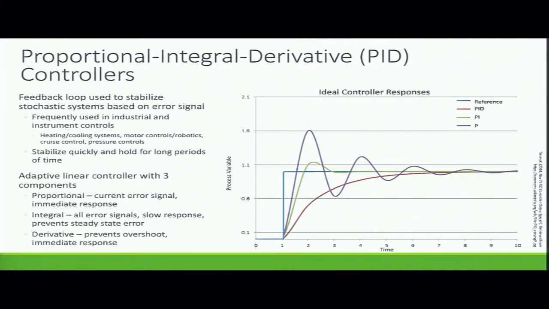The proportional term corrects purely based on the current error signal, where the integral term looks at all the error signals to prevent any steady state error, and the derivative slows the response by preventing overshoot based on the rate of change in your error.